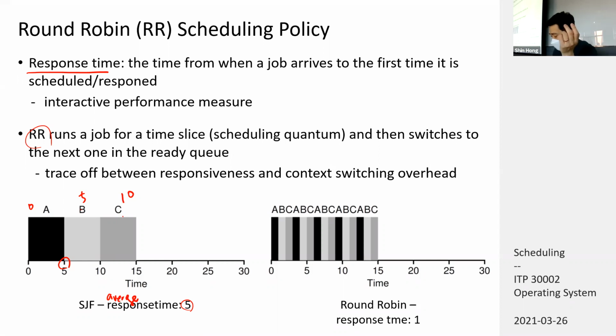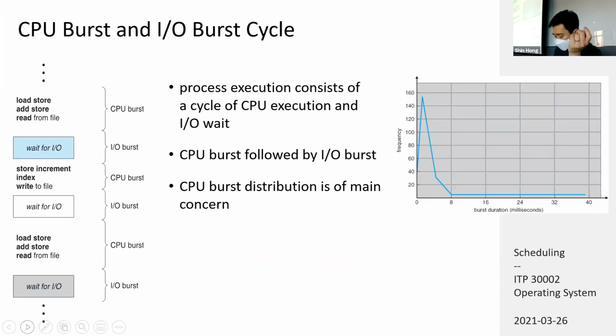But what if we just take round robin with a time slice of one time unit? I'm not sure if this is a second or a minute or something. Anyway, I just call it one time unit. Then A is 0, B is 1, and C is 2. So the average response time is 1. So it's much better. Great. So yeah, this is trivial, right?